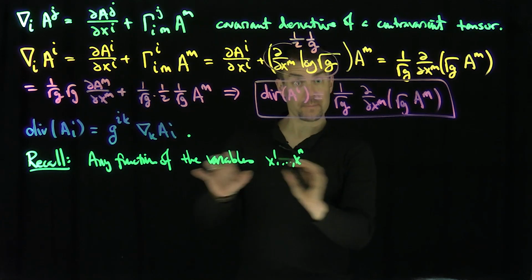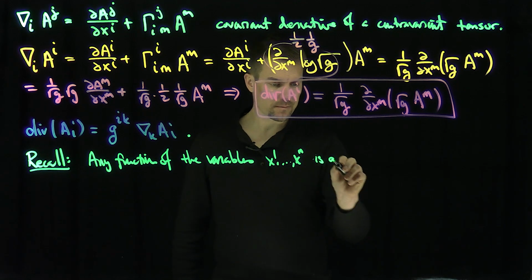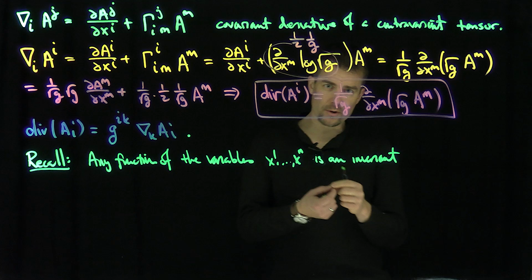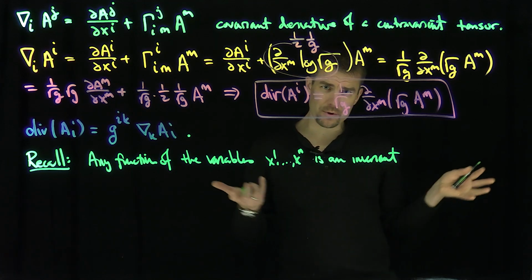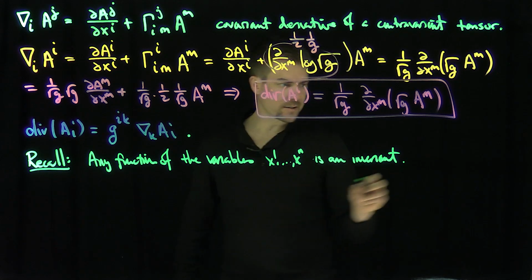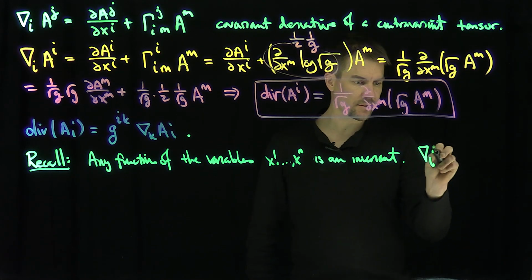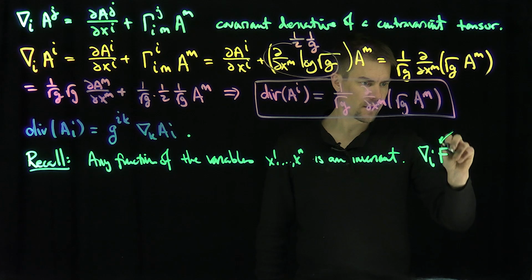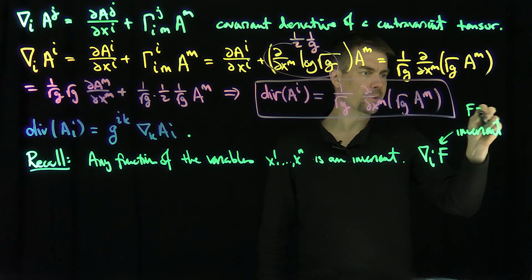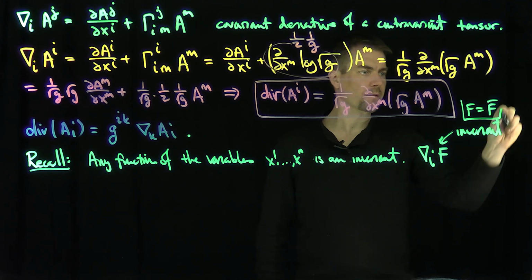Just a straight function, not depending on any indices, is an invariant. It doesn't depend on the coordinates, right? No matter where you are in space, no matter what the coordinates are, the function is going to output the same thing. That's the basic idea. And so for an invariant, a function f not depending on coordinates, invariant simply means that f is equal to f bar. That's what invariant means.